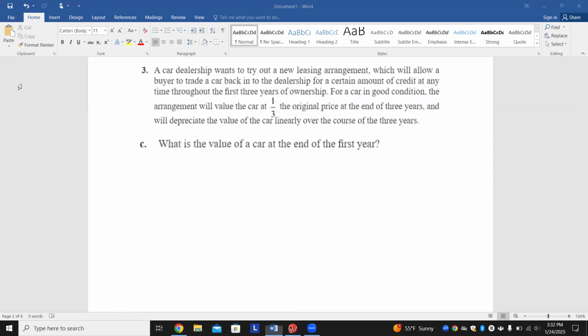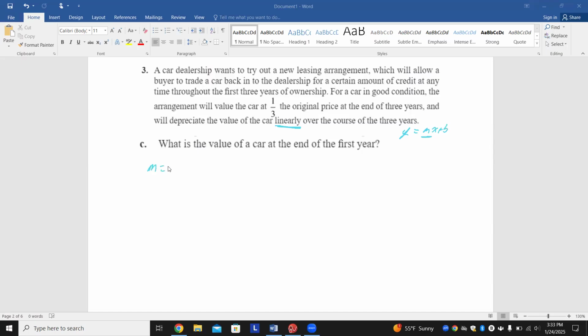A car dealership wants to try out a new leasing arrangement, which will allow a buyer to trade a car back in to the dealership for a certain amount of credit at any time throughout the first 3 years of ownership. For a car in good condition, the arrangement will value the car at 1/3 the original price at the end of the 3 years and will depreciate the value of the car linearly over the course of the 3 years. So this word right here is very important, because knowing that it's linear, we can produce a form of y equals mx plus b, where we'll first start off by finding our m.